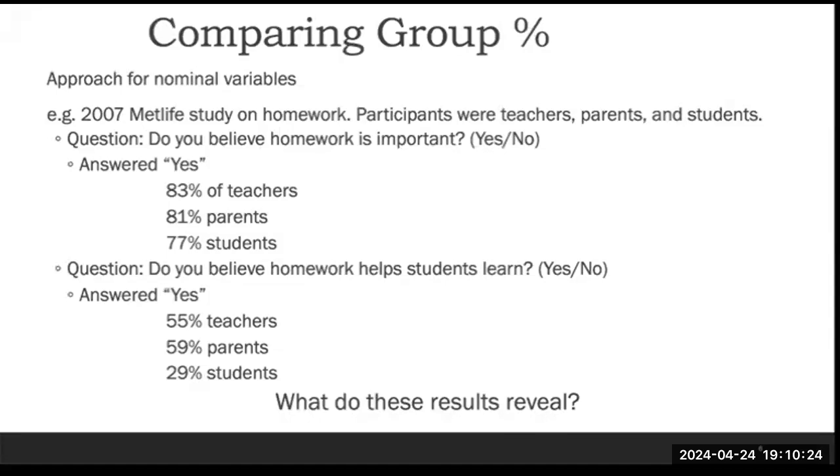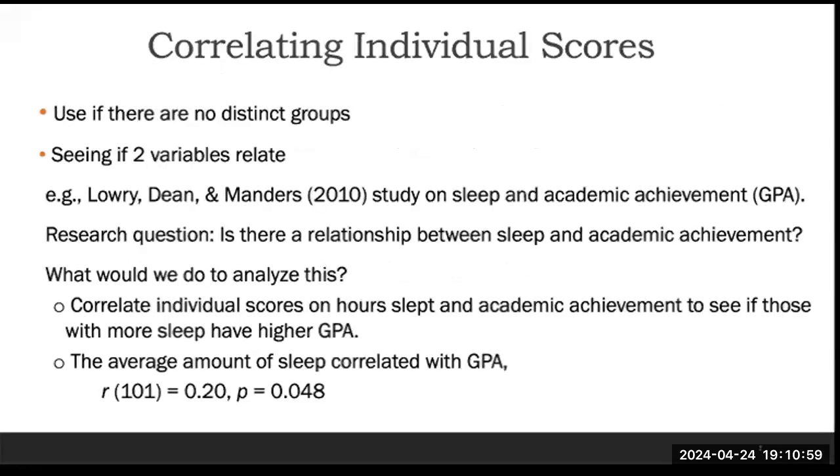So even though the majority of participants who were teachers, parents, and students believed homework was important, there was a really big difference between how many thought it helped students learn. So if only 55% of teachers, for goodness sake, think homework helps students learn, why are we assigning homework, right? So even though this is a very simple study, it's actually quite revealing. And that's what we're really after in terms of psychology and research. We want to learn more about what's happening, and it's a way of quantifying that understanding. So we're not just talking about anecdotes, now we're getting real data.